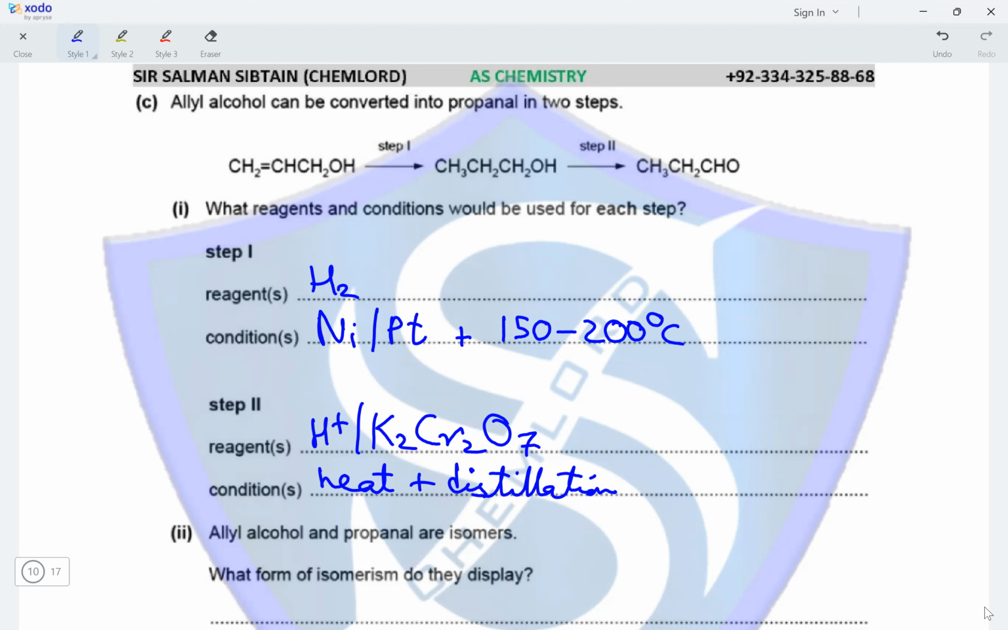So allyl alcohol and propanal are isomers. Allyl alcohol has a double bond and an OH group present, and propanal has a CHO group present. So both of them have the same molecular formula, but they have different functional groups. So what form of isomerism do they display? They are showing functional group isomerism. And this is a part of structural isomerism.